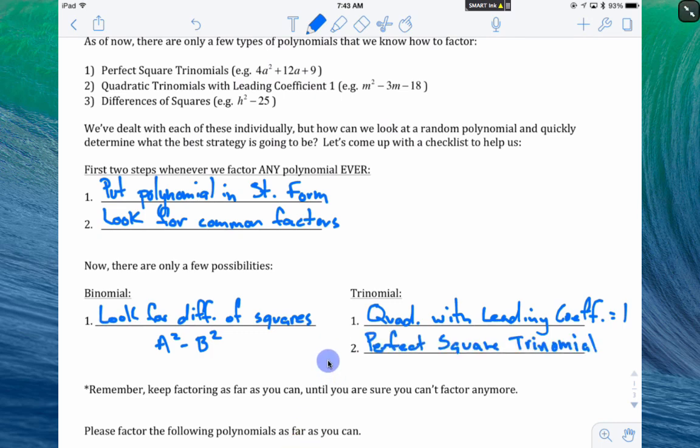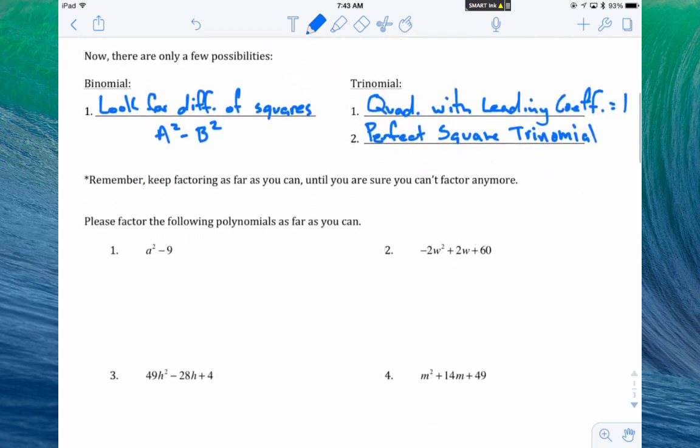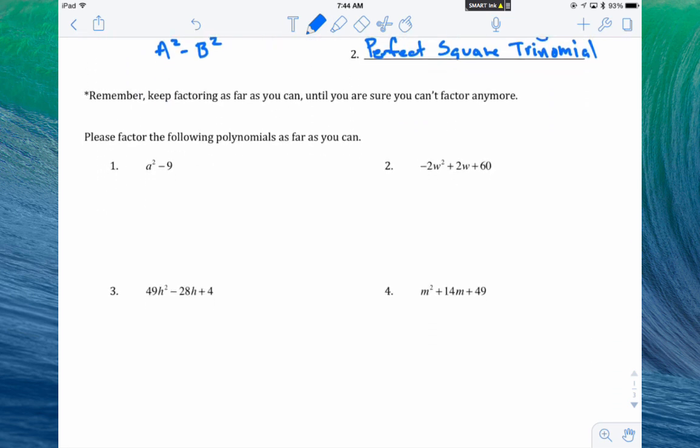So what we've got now is a strategy, a checklist that we can go through every time with any polynomial to quickly and hopefully accurately classify the polynomial and then determine what strategy is going to be best for factoring it. So from here, this is a normal study guide. I've got a whole bunch of different examples that highlight every single type of polynomial we know how to factor with different variations.